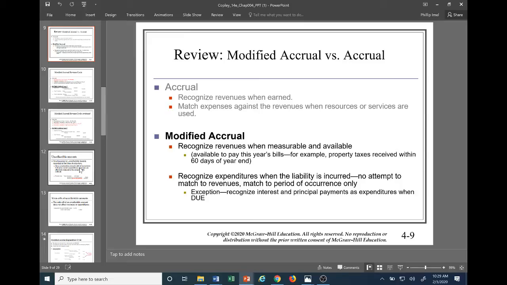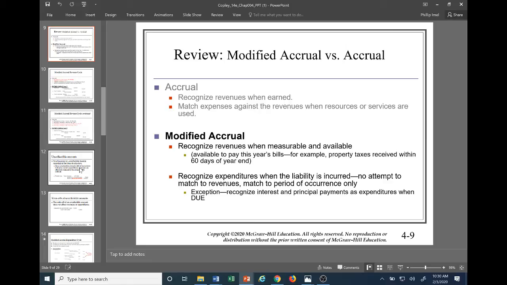Deferred revenue, right? So if it's after the 60 days, it's deferred, it's unavailable. If it's within, it's going to be available. So there's the measurable and available. That's how we recognize revenues: measurable and available. If it's measurable, we know the monetary amount. If it's available, we know it falls within that 60-day period after year end, right?